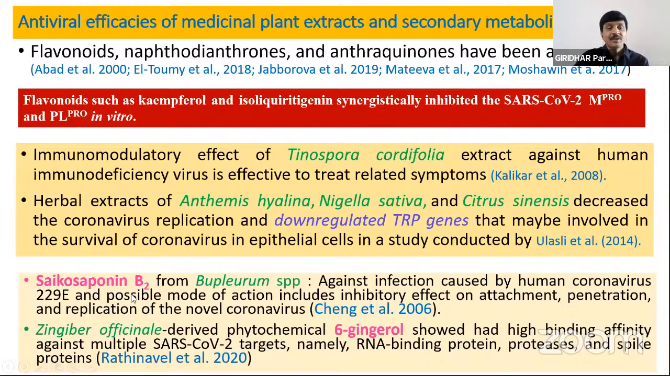Another one is saikosaponin B2 from Bupleurum species. This is reported as another beneficial compound against infection caused by coronavirus 229E strain. Based on the different variants, especially against the 229E variant, this seems to be very, very effective. Similarly, from ginger, which we use in daily cuisine, 6-gingerol showed a high binding efficacy against these coronavirus targets, especially the RNA binding protein, proteases, and spike proteins. Of course, initially this was tried against SARS-CoV, but SARS-CoV-2 trials have also been done, and they are encouraging. Similarly, molecules like zerumbone and others from ginger, CFTRI scientists have characterized them, and trials are going on for their potential against this coronavirus.